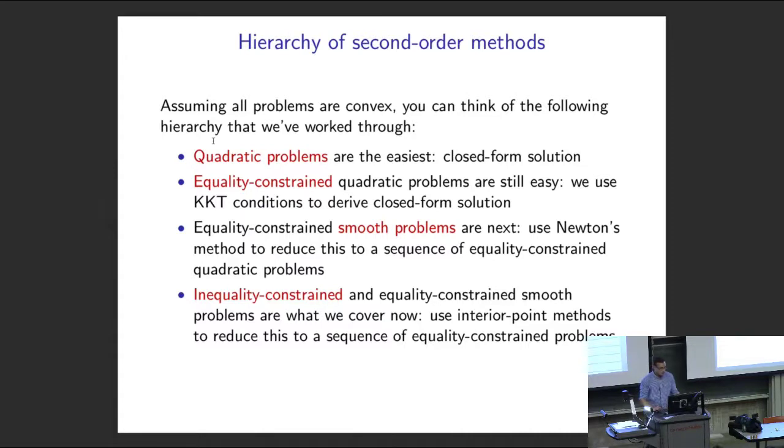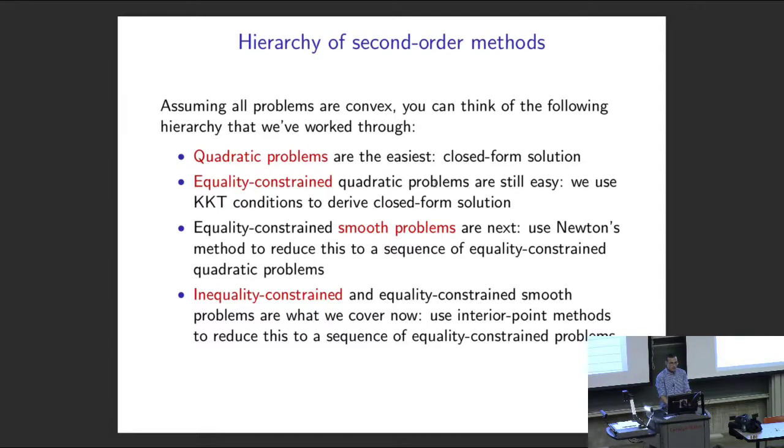And I think it's nice to try to situate them in the hierarchy of what we've seen. So let's think about all problems being convex and think about the problems we've seen so far and whether they're easy or hard and how we'd handle them. Quadratic problems are the easiest. Convex quadratic problems are the easiest problem we've seen in some sense. Unconstrained convex quadratics have a closed form solution. I just differentiate them, take their gradient, set it equal to 0, and I have the solution in closed form after I solve a linear system.